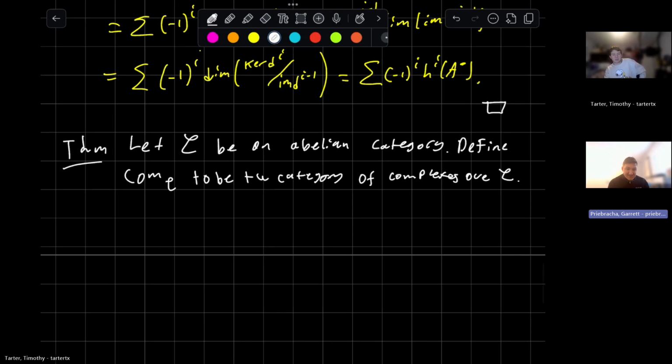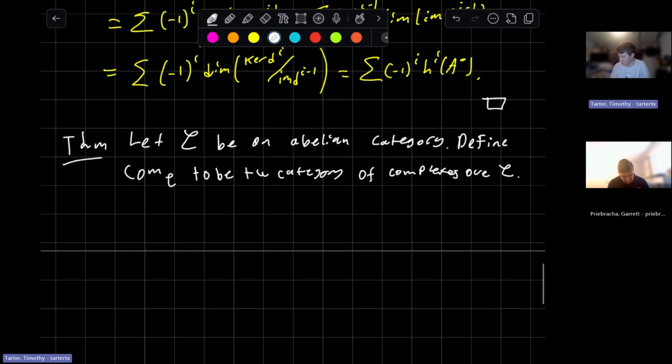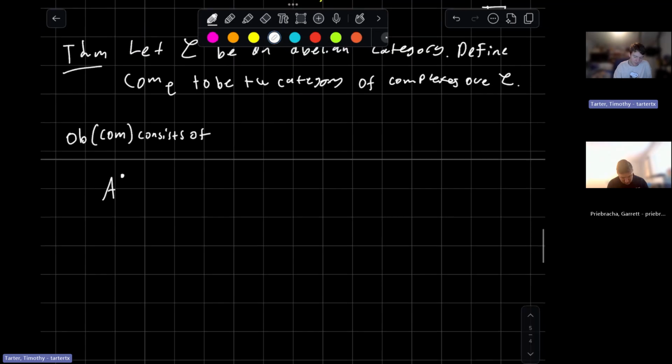I'm sorry. Com C, to be the category of complexes over C. Sorry, my handwriting is not great. So Com C consists of sequences, or sorry, infinite complexes.